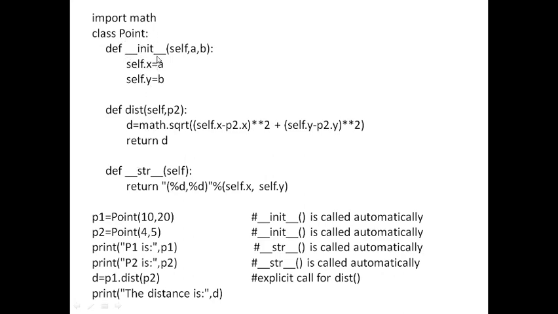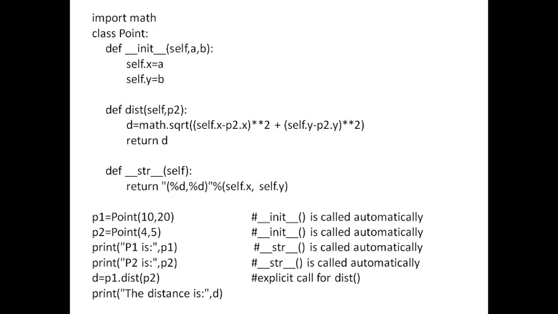As I said, the init method must be initialized in every class. The init method must be there in every class. So what we are taking is self, a comma b. We'll speak about what self is later. So self.x equals a, self.y equals b. We are just initializing the values to the variables x and y. x and y are the attributes of this class for the point coordinates.